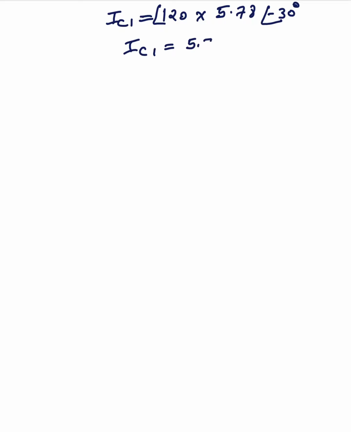So next, IC1 is equal to alpha into IA1, and the alpha value is given, that is 1 angle 120, into IA1 which is 5.78 and angle minus 30 degree. So IC1 basically is 5.78 and angle 90 degree. Okay, similar way IC2 is equal to alpha square into IA2.